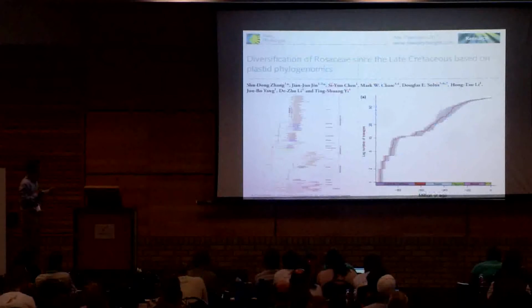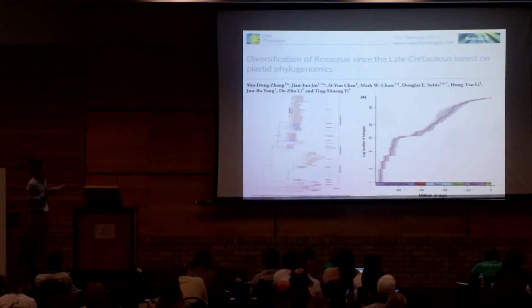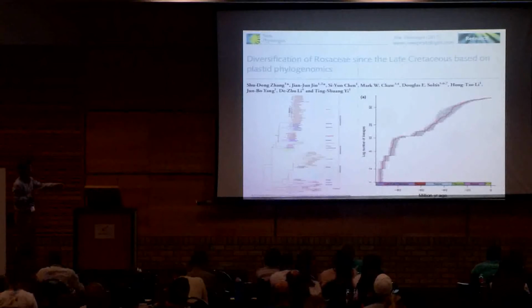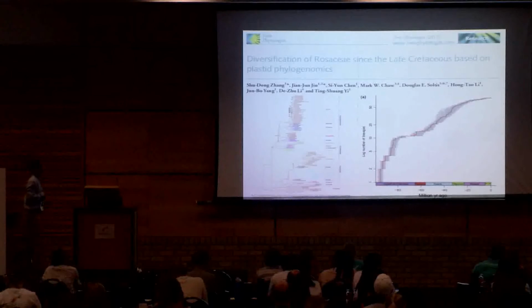And of course, we worked on things like the Rosids, including very difficult clade of the mallows and the pears and the apples. Actually, we managed to find that the differentiation is in the late Cretaceous, particularly after the KT boundary.